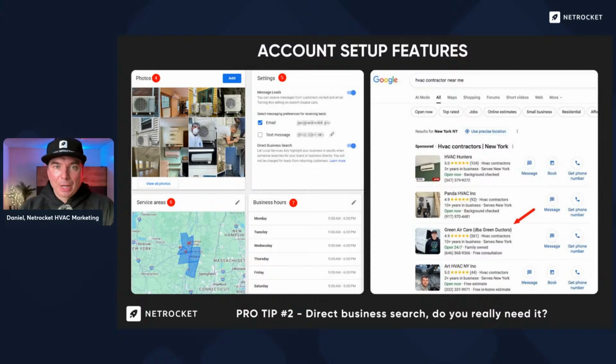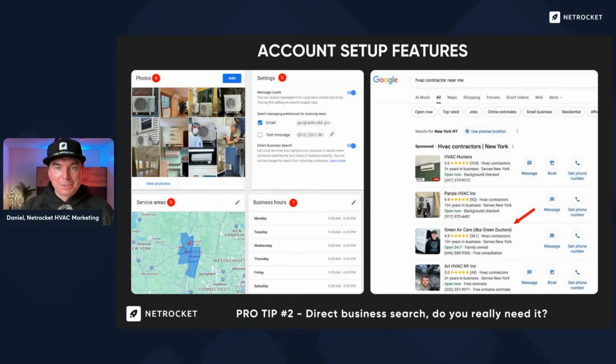The other setting is if you want to receive message leads, leads through emails or text messages. This is what you pick in the settings, because some of you may not want to receive text messages, you just want to receive calls. You may also set this up in your business profile, in your LSA account.